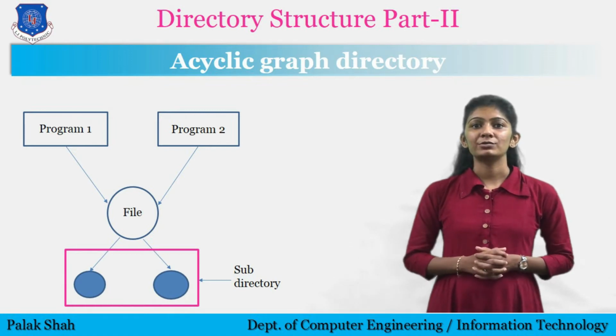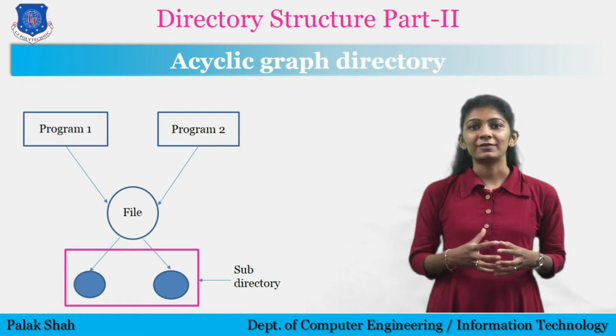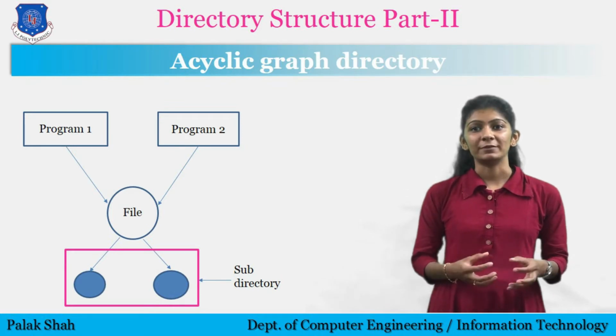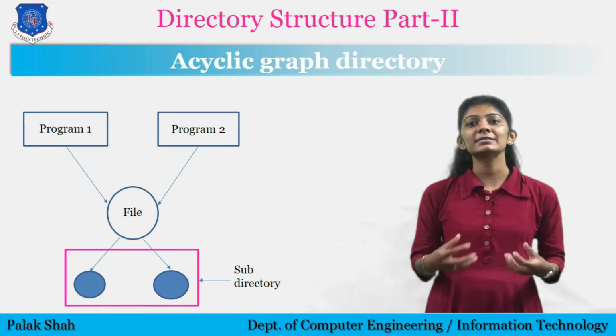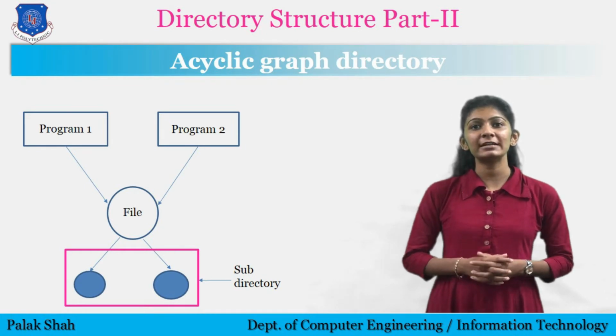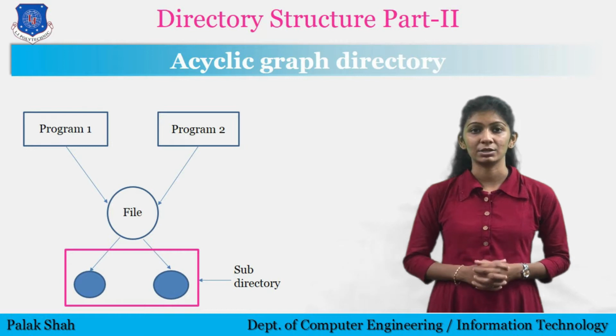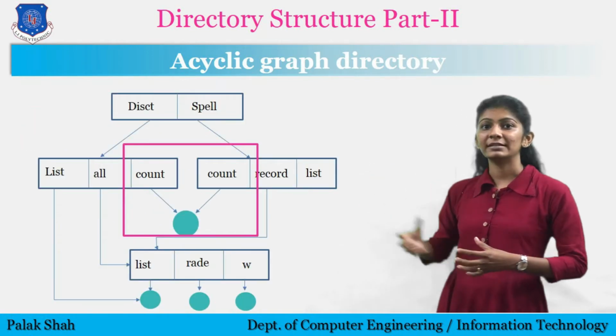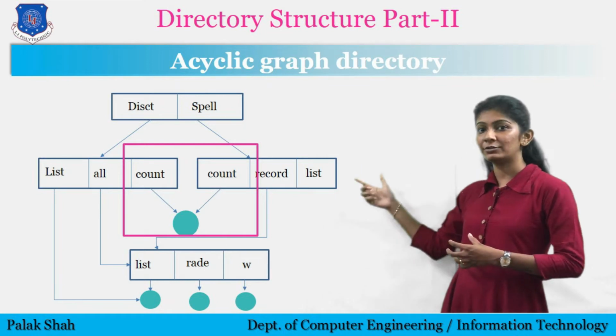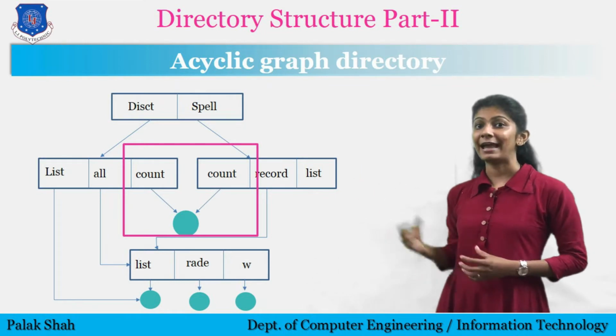It is to be noted that a shared file is not the same as a copied file. If any programmer makes some changes in the subdirectory, it will be reflected in both subdirectories. As shown in the diagram, the file named count is shared from two different locations of the directory, list and span.